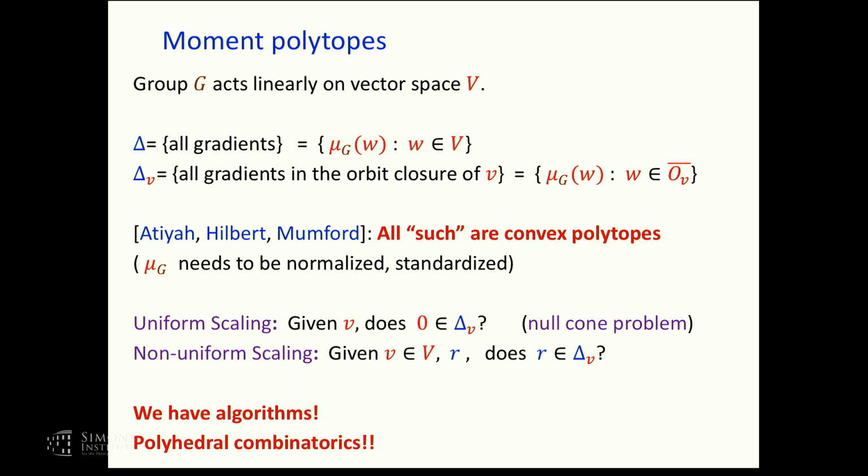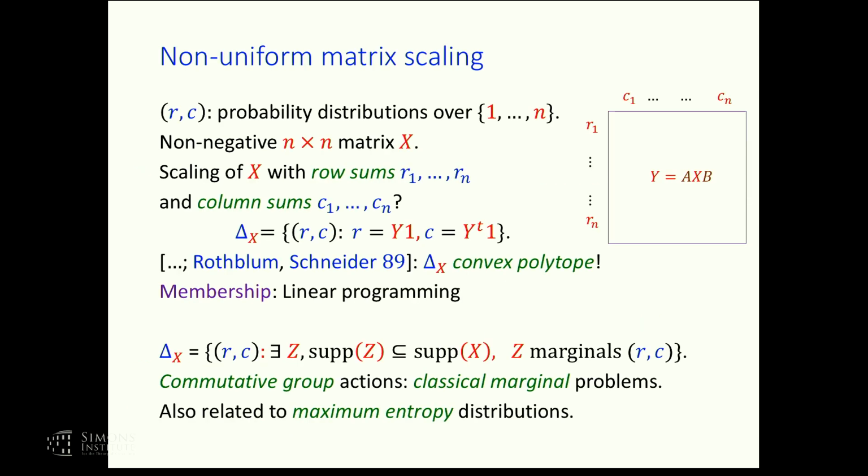And some of this work has led to algorithms and applications. I have just an example, again, with non-uniform matrix scaling. As I mentioned, you want to scale a matrix by multiplying rows and columns by constants to achieve a particular set of marginals. And of course, it's a linear programming problem. But by the same theorem, it was known that the set of marginals you can get to by scaling is a convex polytope. I should stress, it's not true of the set of matrices you can get by scaling. That's not a convex set. But this is a convex set.